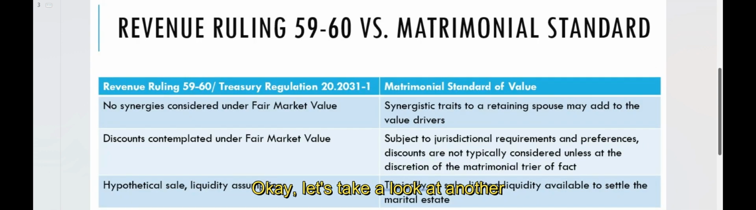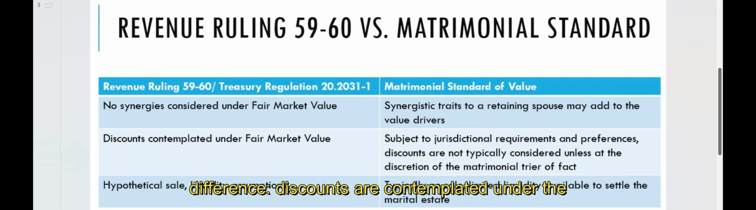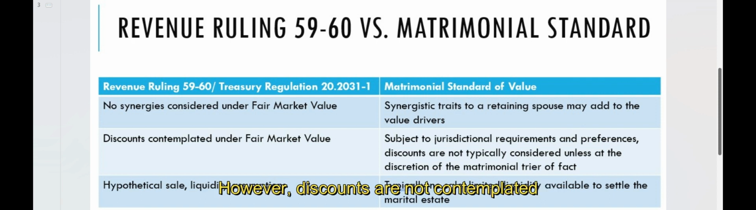Let's take a look at another difference. Discounts are contemplated under fair market value. However, discounts are not contemplated under matrimonial valuation. For example, in New York, the discount for lack of marketability is not available. There could be other discounts that the finder of fact may want to modify in real time or in some ruling that all the parties have to adhere to, including, for example, a specific company discount, which is a lot of the time rather subjective.